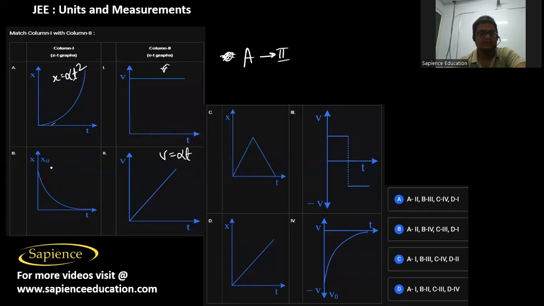And then b, which is x equal to, I can say here there is one exponential decrease. This x will be equal to x naught into some a power minus t.